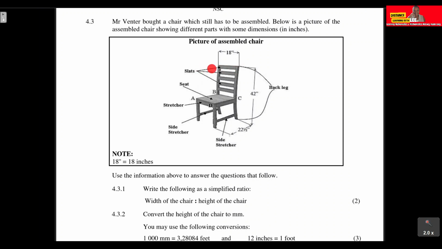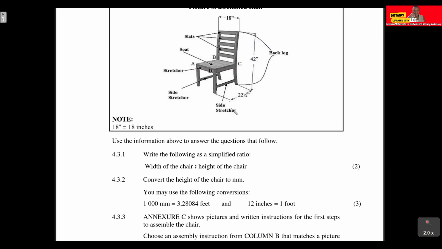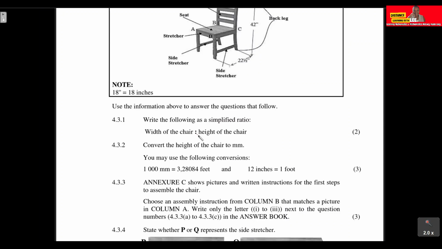We're also told that these are the slats, this is the seat, and this is the stretcher. So this is what stretches this plank from that plank. That's your stretcher there, and that's your side stretcher there. Those are also your side stretchers. You're going to use this information to help us answer the questions that are given. Let's have a look.